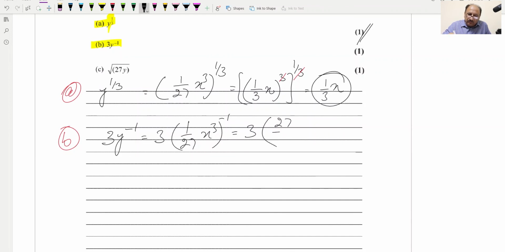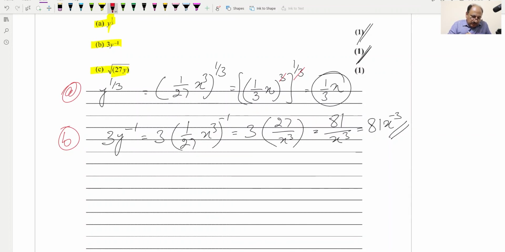So we can write 27 over x cubed, and 27 into 3 will be 81, so 81 over x cubed. This can be the answer, or we can write 81 x raised to minus 3. This can be the answer. So this is done. This was also a 1-mark part.